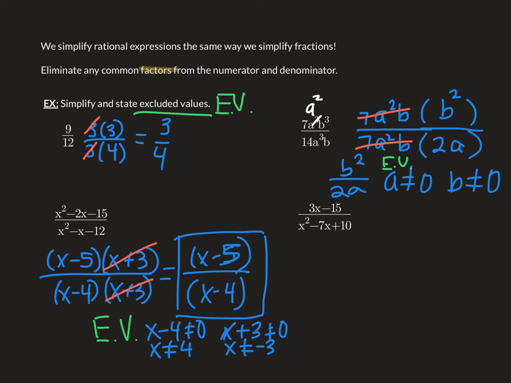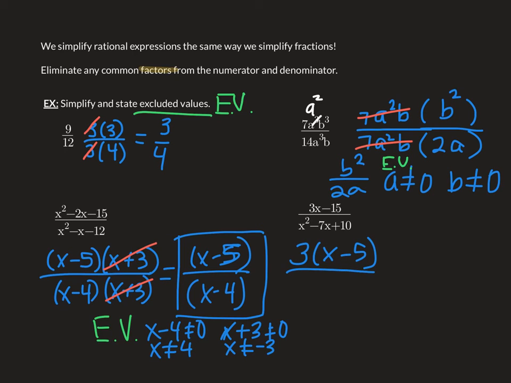Okay, so hopefully you've had a chance to pause this video, try this problem, and let's look at it. We know that we need to factor, so I'm going to start with my primary method of factoring, which is always going to be greatest common factor. So is there a greatest common factor in the numerator of this problem? Yep, there happens to be a greatest common factor. So I can pull out a 3, and it leaves me with x minus 5.